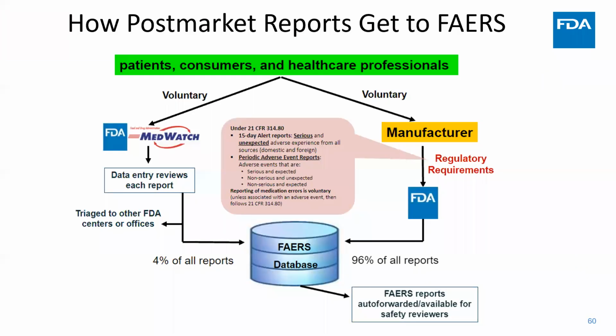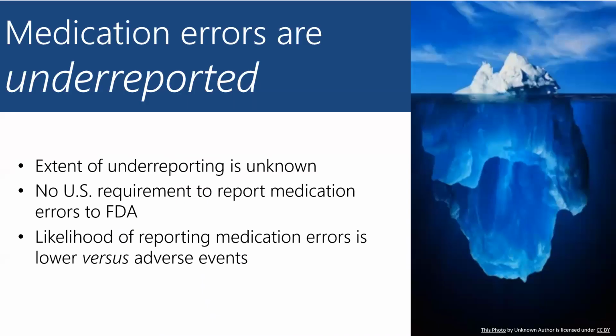Next slide, please. So where do these medication error reports come from? Well, they come from patients, consumers, and healthcare providers. These errors are reported either directly to the FDA MedWatch program, or they're reported to the drug manufacturer, who then sends these reports to the FDA. And DMEPA and DMAIM then review these medication error reports for potential safety signals. We know that the reporting of medication errors is completely voluntary unless the incident is associated with an adverse event.